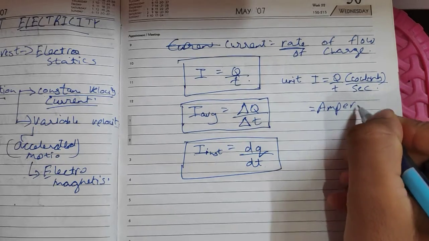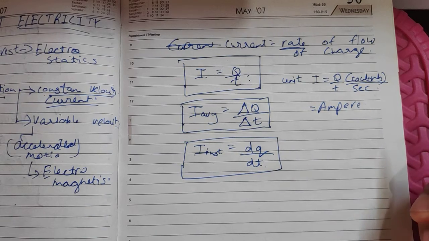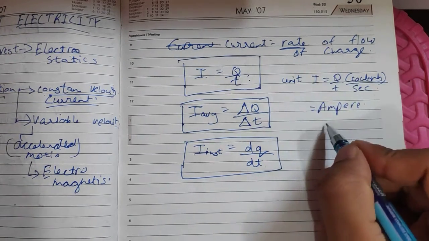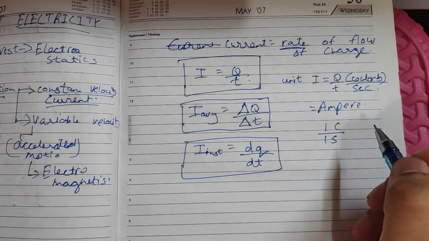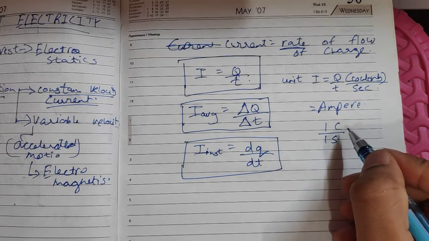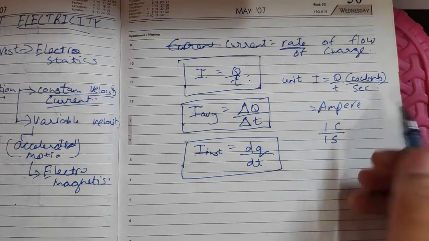Okay, ampere. So if you want to define 1 ampere, you can define it as: if 1 coulomb charge passes through a cross-sectional area in 1 second, then it is known as 1 ampere current. I hope this is very clear.